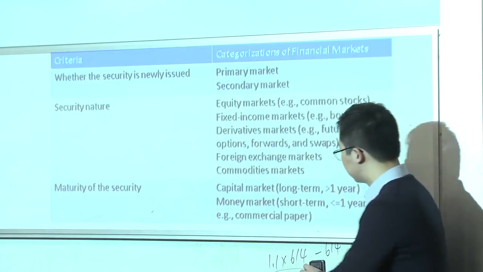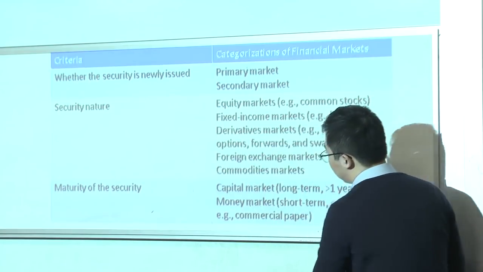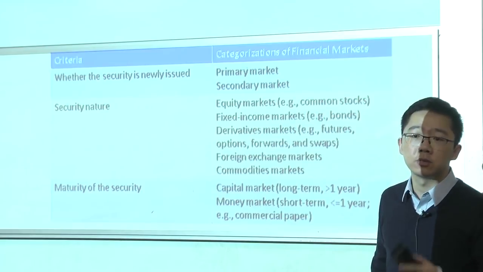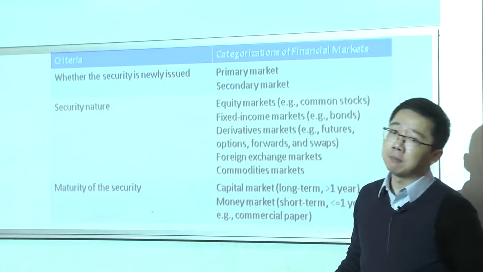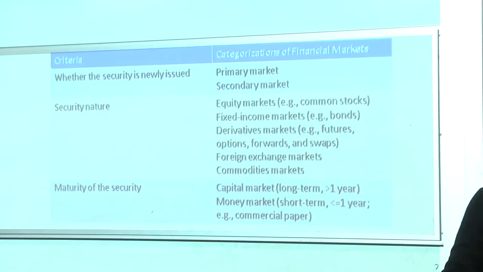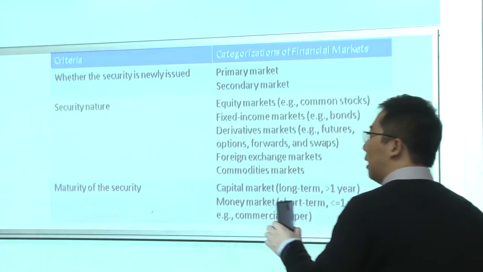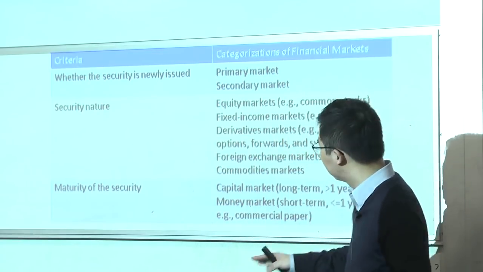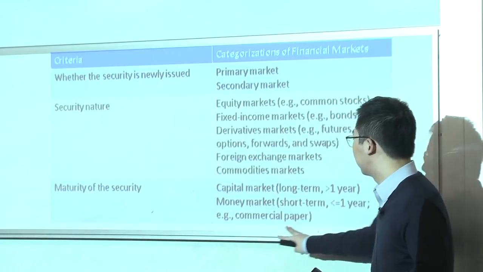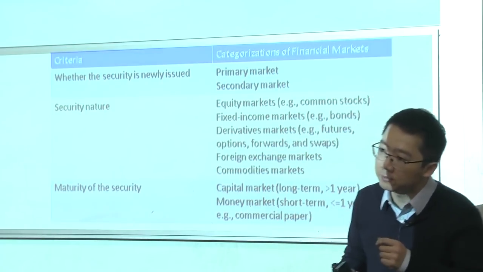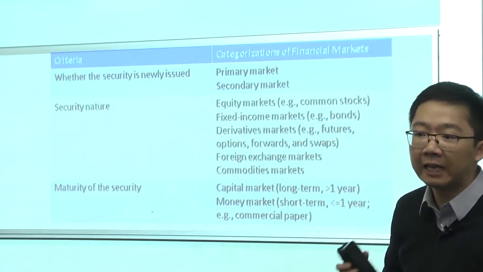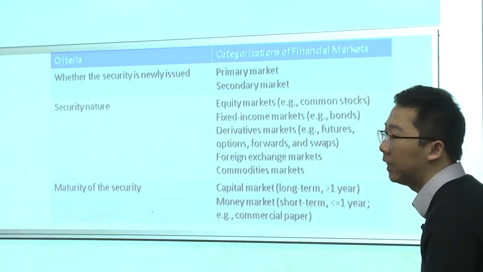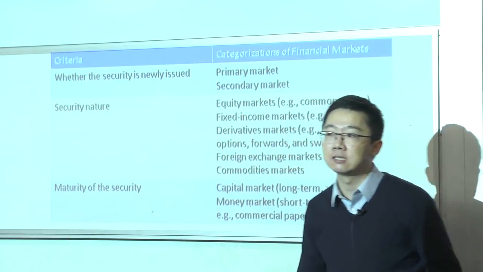Another categorization is the maturity of the security. If this is a security with a maturity less than or equal to 1 year, we call that the money market. If the market is trading securities with maturities longer than 1 year, we call that the capital market. So money markets are short term, right? We call it commercial paper. These are short-term debt issued by firms, corporations, to borrow money to fund daily operations, like buying inventories and paying short-term debts.